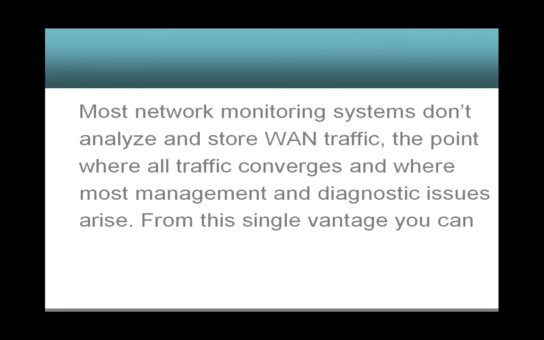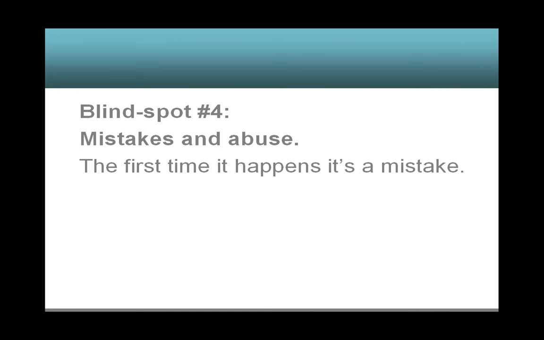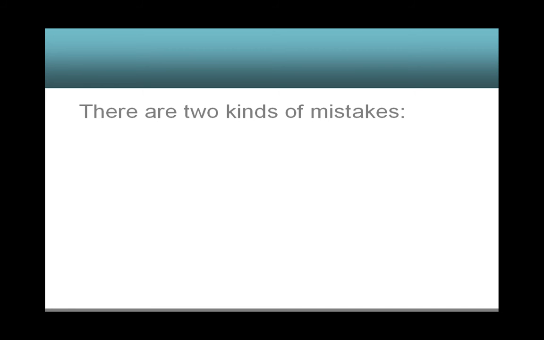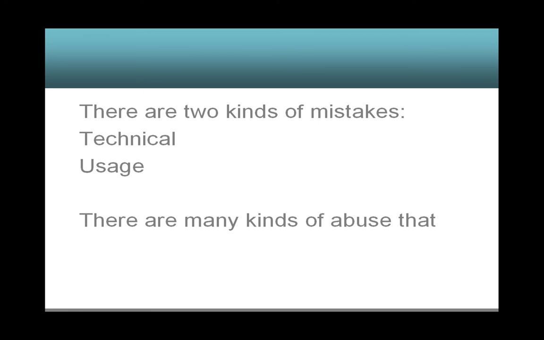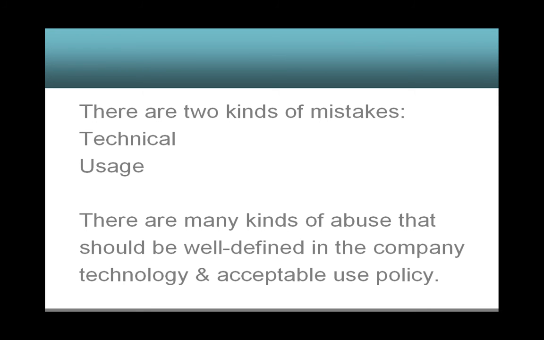From this single vantage, you can literally see every element of network operations, and blind spots disappear. Blind spot number 4, mistakes and abuse. The first time it happens, it's a mistake. If it's a pattern of behavior, it's abuse. There are 2 kinds of mistakes: technical, usage. There are many kinds of abuse that should be well defined in the company technology and acceptable use policy.